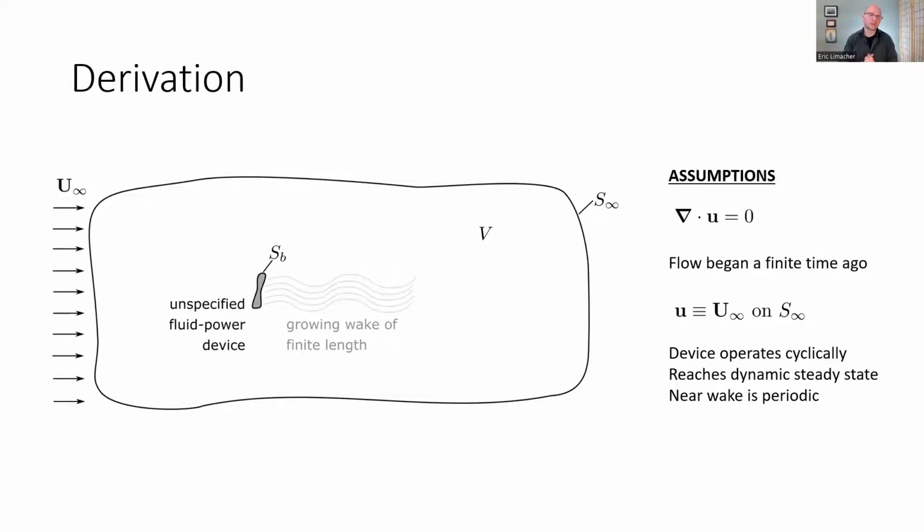Compare this, of course, to the classical analysis from which we get the Betz-Joukowski limit, where we have a steady control volume that follows the flow moving through the turbine, which implicitly makes assumptions about the nature of the device, whereas here I'm making no such assumptions.